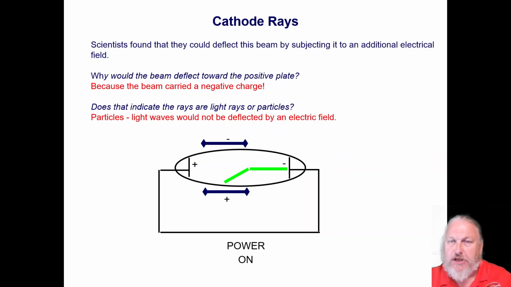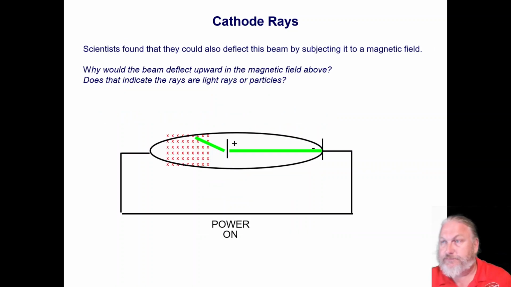The beam would go toward the positive plate because it carries a negative charge. Would this suggest that it is a light wave or a particle? It would be a particle, right? Because light waves would not be deflected by an electrical field.